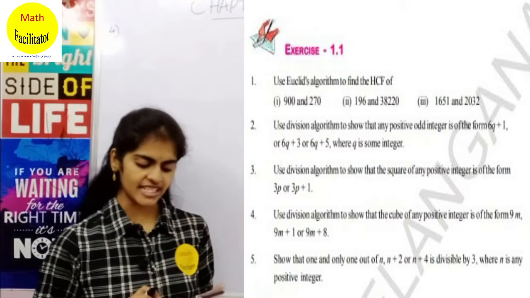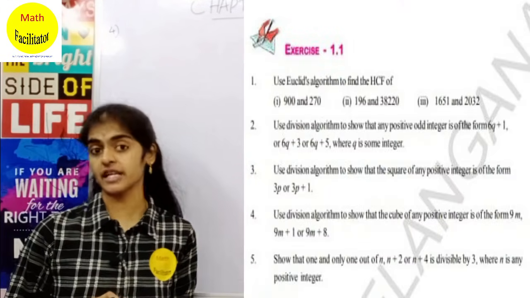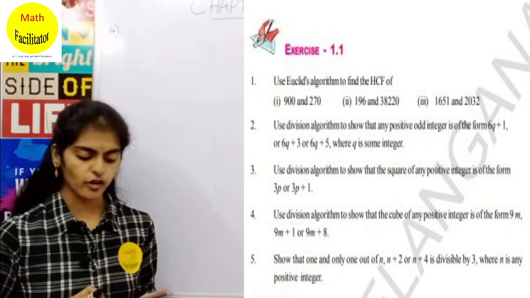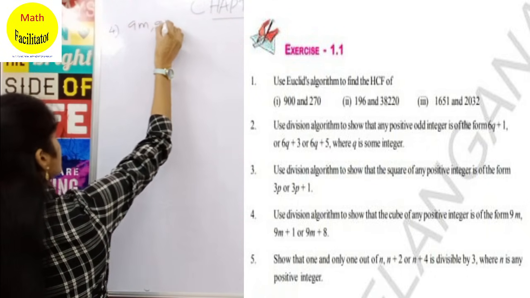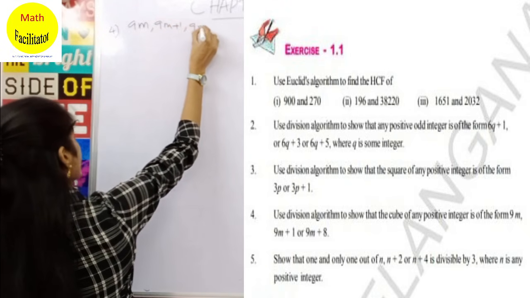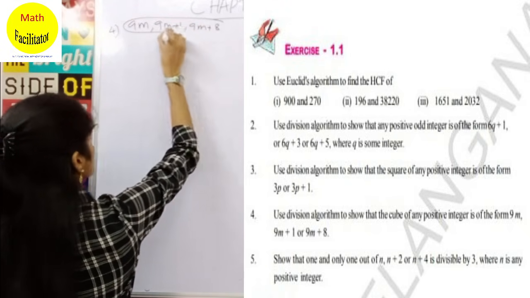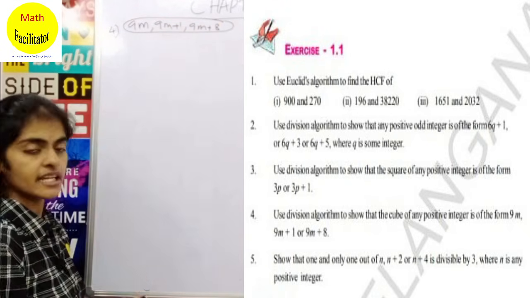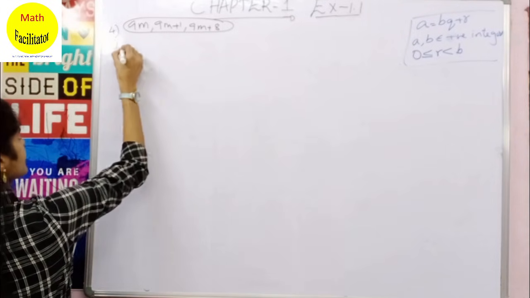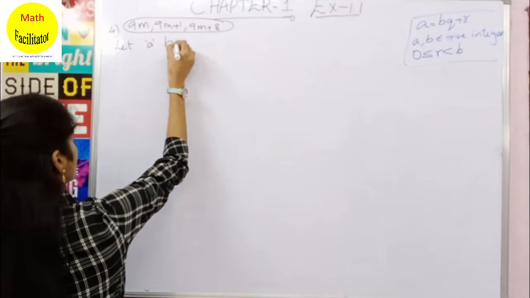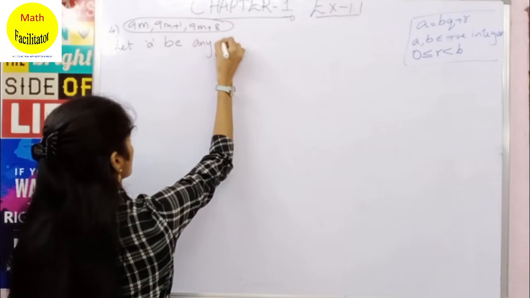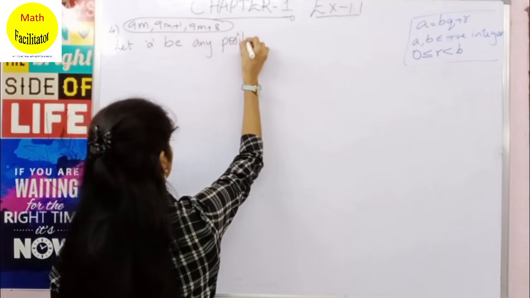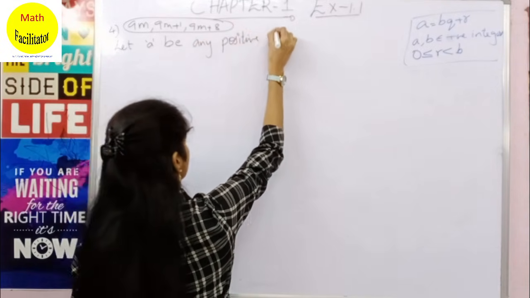Use Euclid's division algorithm to show that cube of any positive integer is of the form 9m, 9m plus 1, or 9m plus 8. Okay, so this is what you have to prove. Okay, so similar steps, let a be the positive integer. Okay, so let a be any positive integer.